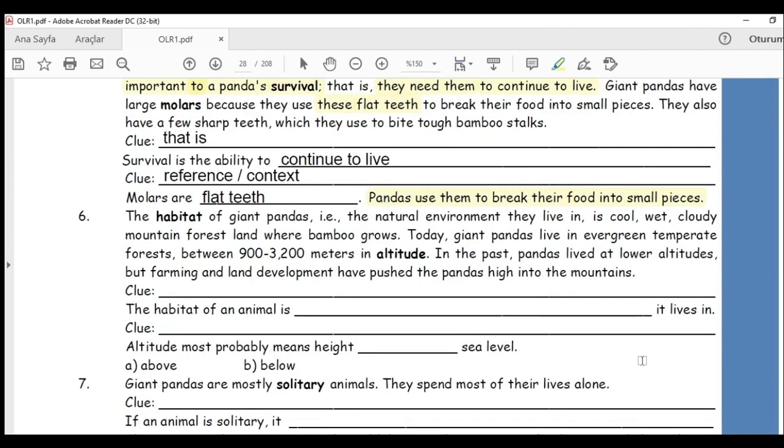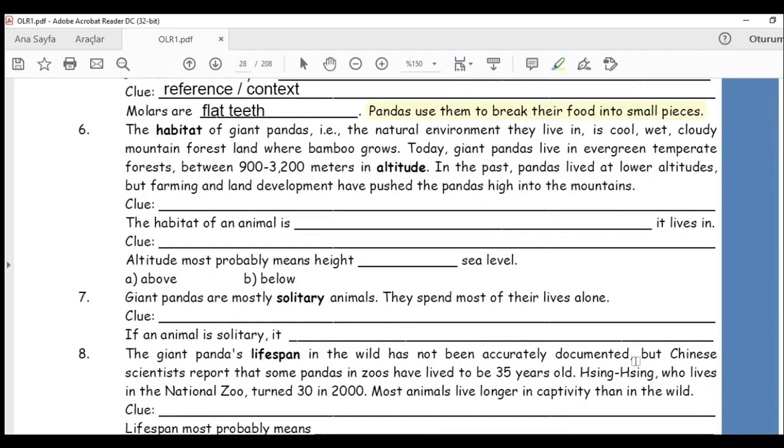Okay, let's go on. Question 6. The habitat of giant pandas, i.e. the natural environment they live in, is cool, wet, cloudy mountain forest land where bamboo grows. First of all, this is very easy. Habitat, i.e. habitat means the natural environment they live in. So the first clue is i.e. The habitat of an animal is the natural environment they live in, because here it's a general thing.